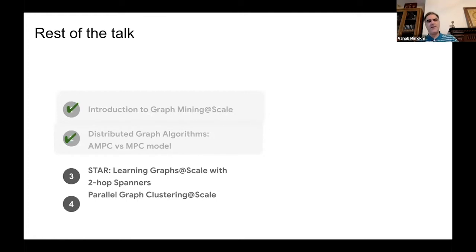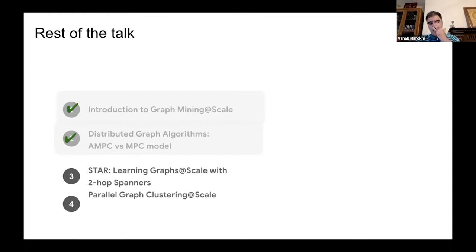So I'm done with the first part. My message of the first part is that the MPC model is an interesting model to study. There is actually another paper that also proves some lower bounds now, but there are more problems that we can study in the MPC model. For example, the hierarchical clustering problem that I'm going to tell you more about.